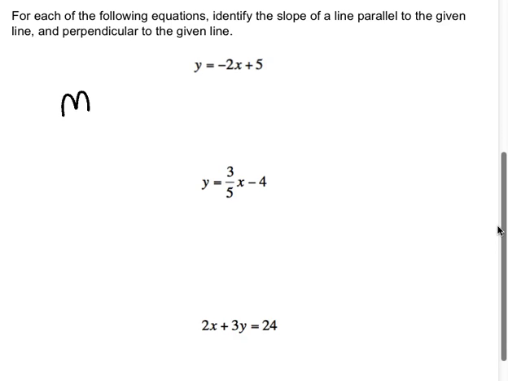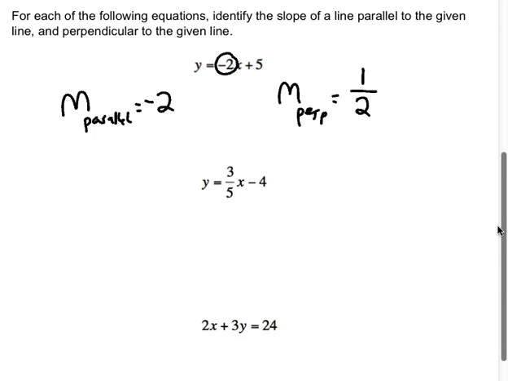Parallel is really easy. Okay, the slope of the parallel line is always exactly the same as the slope of the given line. Okay. The perpendicular slope, however, means you have to flip the fraction, flip the sign. You need opposite reciprocal. So because the slope started as negative, now it's going to be positive, and I flip it to be a fraction. Okay? So let's do another one.